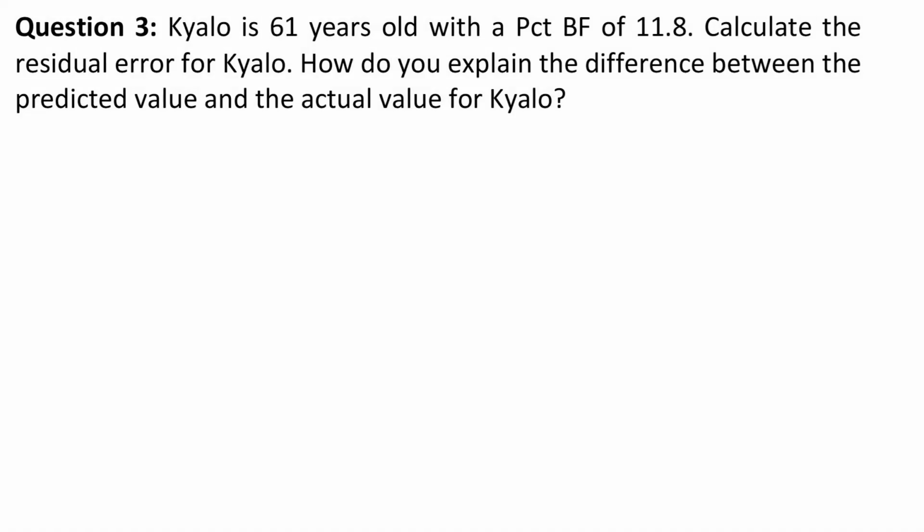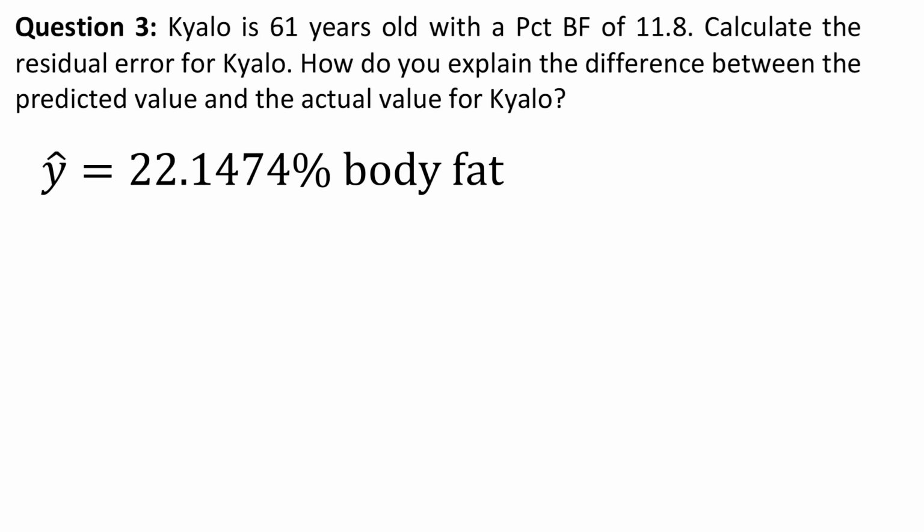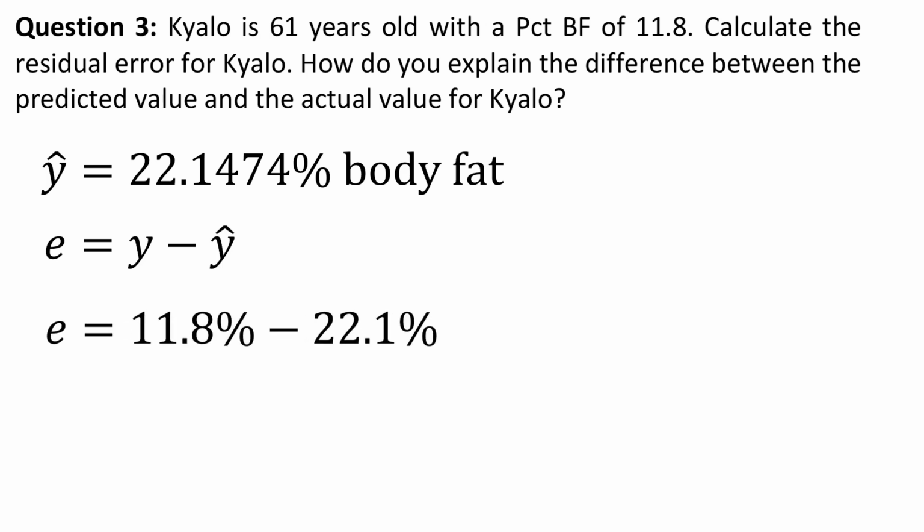Now, if Chilo is 61 years old with a percent body fat of 11.8, what is the residual for Chilo? So just reminding ourselves, the fitted value for a person who's 61 is this number, 22.1474%. A residual is just the difference between what was observed and what would be predicted. So here we subtract from the observed value of 11.8%, we subtract 22.1%, we get minus 10.3%.